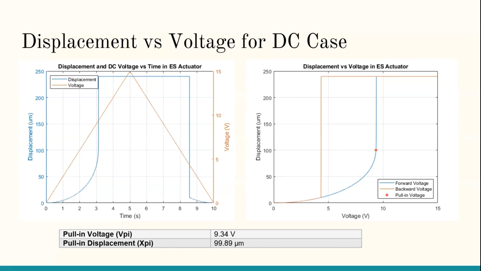The displacement versus voltage and time graphs are displayed in this slide. When we look at the right graph, we can see that the blue trajectory is the forward voltage actuation, which is increasing the voltage, and the red one is the backward voltage actuation, which is decreasing it. And on the left side, we can see how the displacement and voltage change with time.